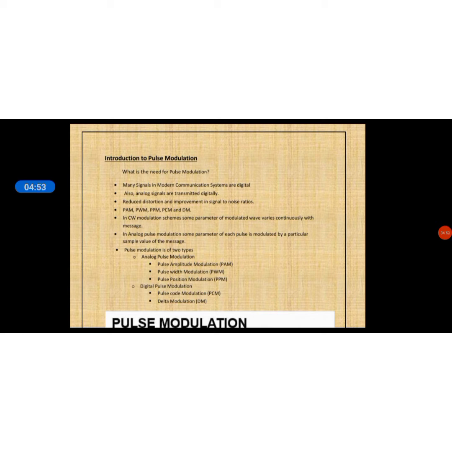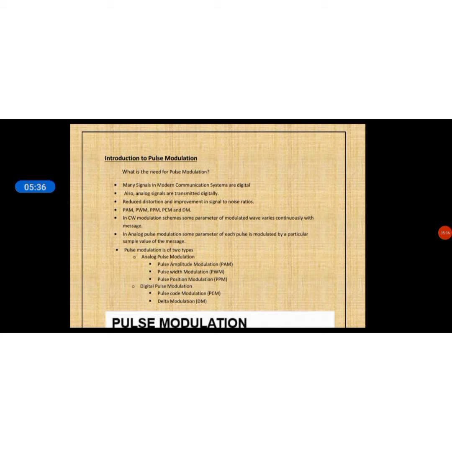All those modulation techniques have the carrier as pulse. In continuous modulation schemes, some parameter of the modulated wave varies continuously with respect to the message. As I said earlier, in continuous wave schemes, some parameter, that means amplitude, frequency, or phase of the modulated wave, varies with respect to the message. In analog pulse modulation, some parameter of the pulse is modulated by a particular sample value of the message. Here in pulse modulation, the carrier pulse is varied with respect to the message signal.